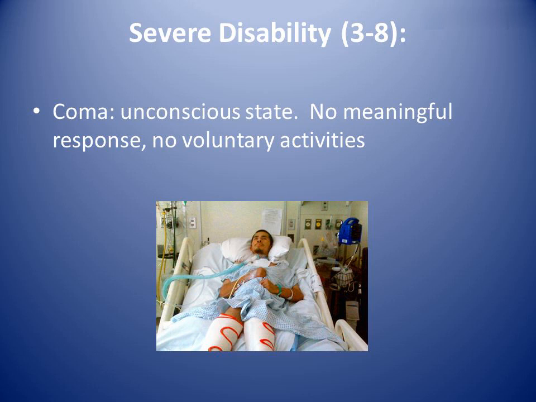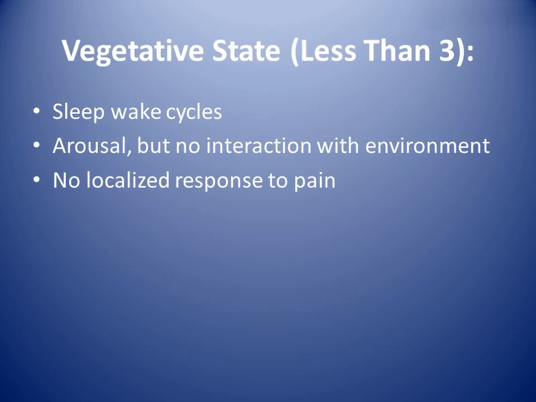Coma, unconscious state. No meaningful response, no voluntary activities. Vegetative state, less than 3. Sleep-wake cycles. Arousal, but no interaction with environment. No localized response to pain.